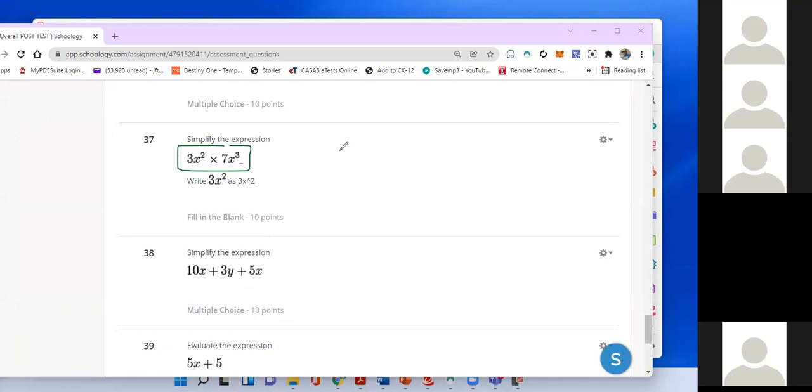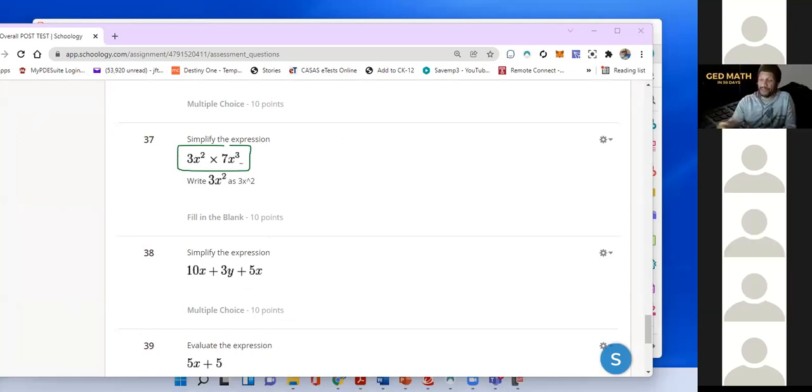Can anybody help me? 3x squared times 7x to the 3rd. Is it going to be 21x to the 5th? Perfect.